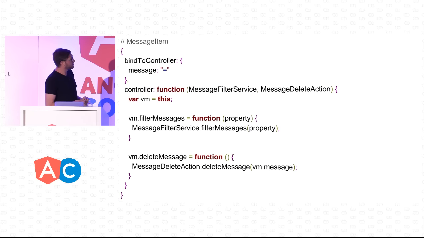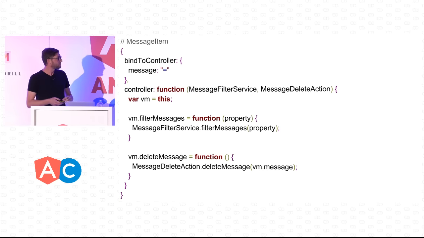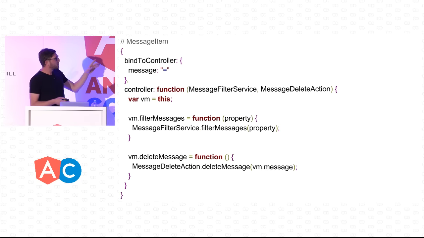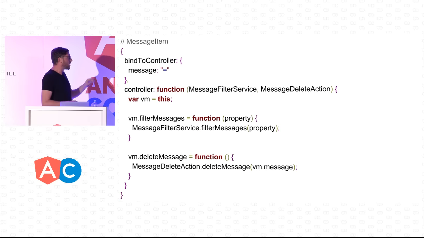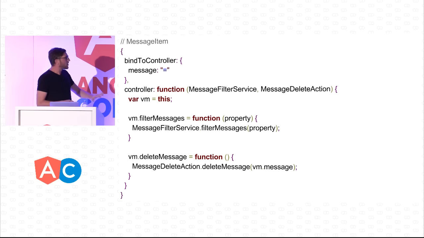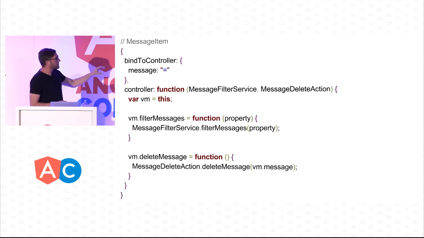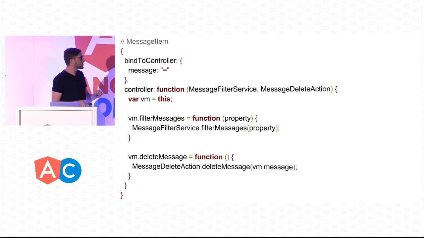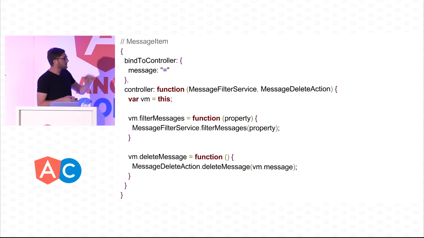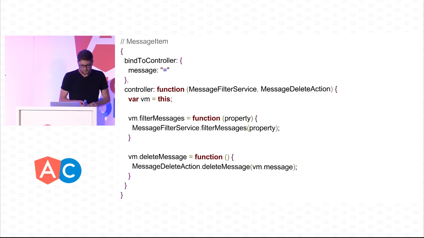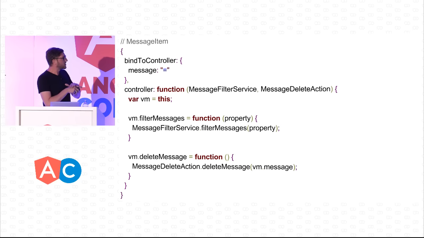Let's look at the JavaScript code for a sec. On the top side, we have bind to controller. Our message context is bound to our controller. Then we have our controller definition, which injects some services, which I will talk about in a minute. So let's just go down a bit. There, you find the interface to our DOM components and the business logic. We are providing the filter messages method to our view model. VM stands for view model here. And we are invoking just a message filter service to filter some messages. Further down, you have the delete message interface, which will, in this case, trigger a delete message action. So here we see clearly the interface between smart components, DOM components, and the business layer.